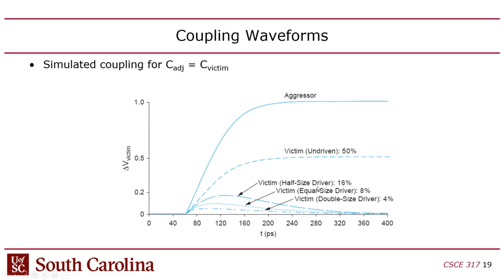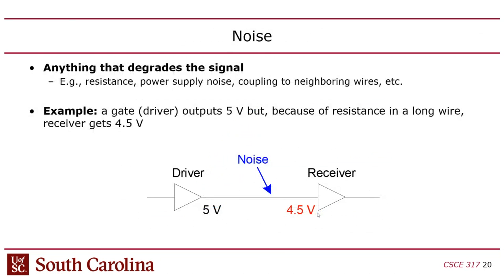A victim driver that is half size will give 16%. If the victim is being driven by an equal-size driver, or a double-size driver compared to the aggressor, then you see almost no crosstalk, because the victim is much more strongly driven than the aggressor. Even though they're capacitively coupled, it doesn't make nearly as much difference, and it's only 4% basically of the aggressor delta V.